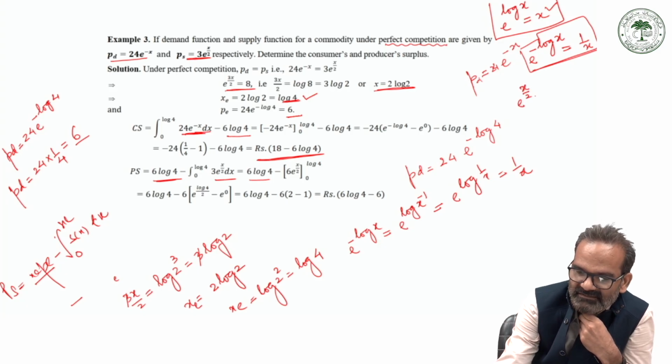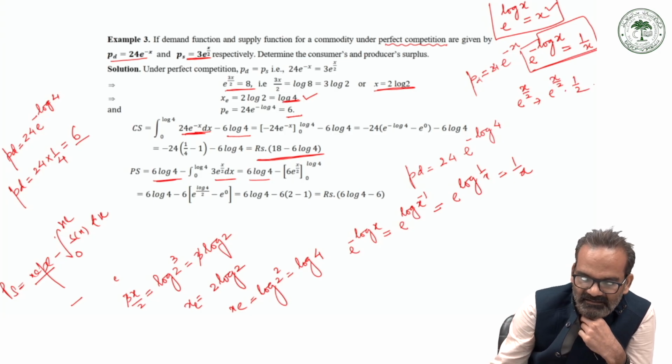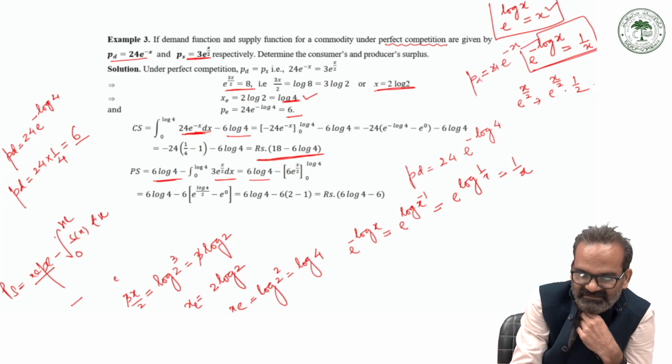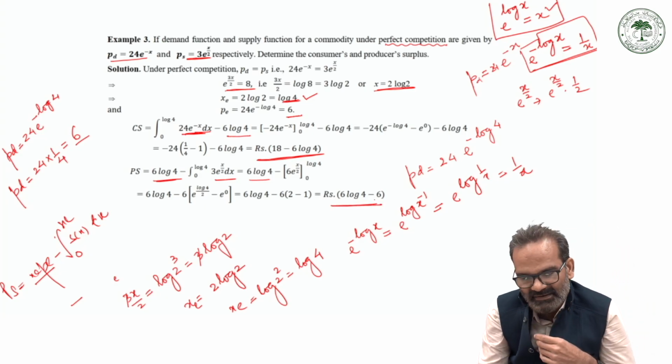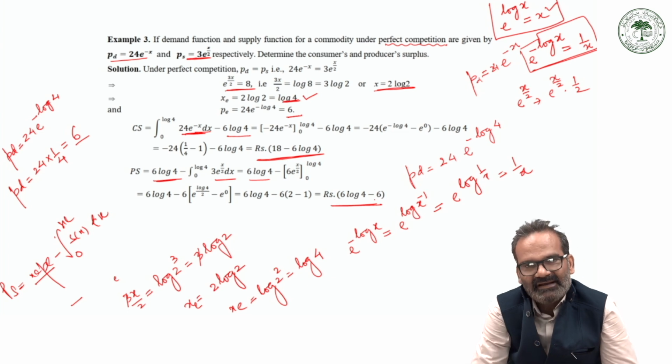e raised to the power x by 2. The integral is e raised to the power x by 2 into 1 upon 1 by 2, so 3 into 2, that is 6. We will get here 6 e raised to the power x by 2, from 0 to log 4. Put here the values and simplify this. The producer surplus will come out to be 6 log 4 minus 6.